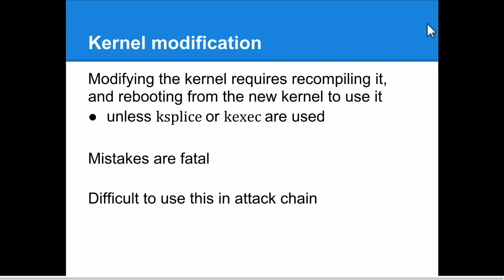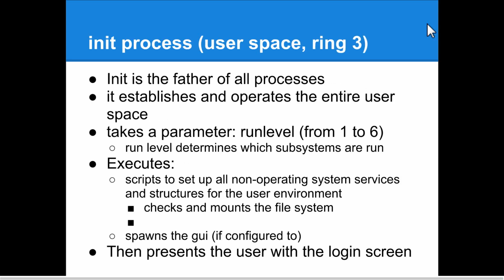Kernel modification requires basically recompiling the kernel, rebooting, and selecting the new kernel to use it. However, there are other ways to modify the kernel, such as the tools ksplice and kexec. Ksplice allows you to basically modify the kernel on the fly, and kexec allows you to select a new kernel on the fly without rebooting. It is difficult to modify a kernel in an attack chain, but it's not impossible.